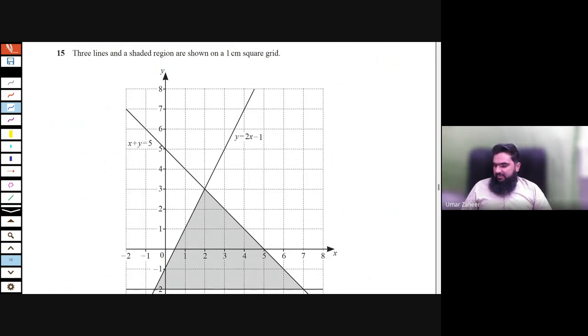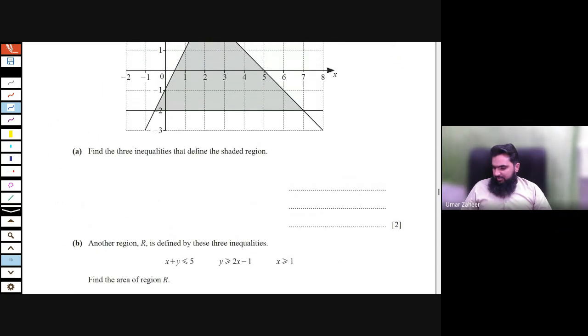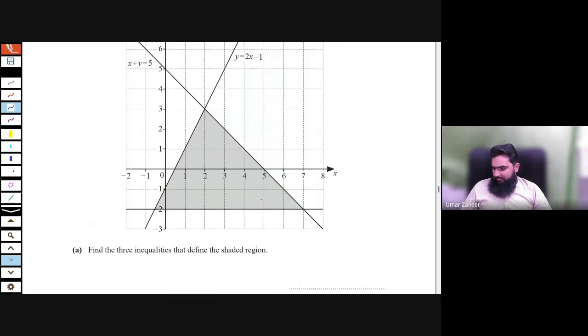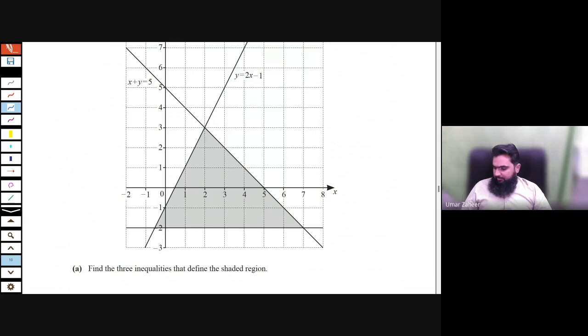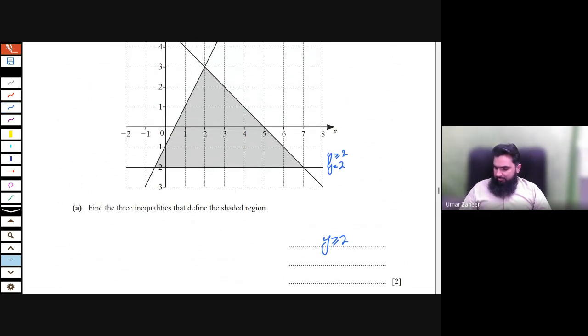Three lines and a shaded region are shown on a 1 centimeter grid. Write down the 3 inequalities. Okay. This is the equation y is equal to 2. We are taking the upper region, so y is greater than or equal to 2, because we are talking about the upper region.